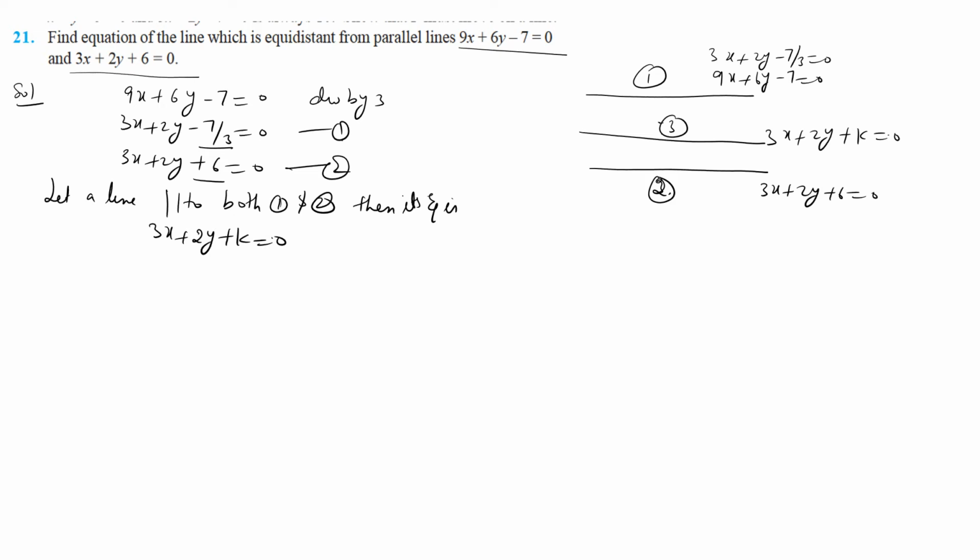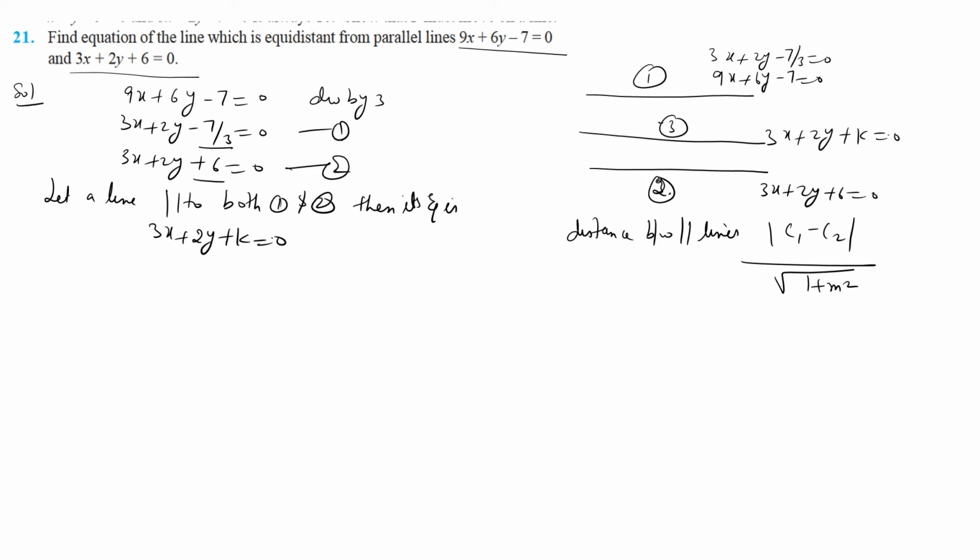So how will you know the distance between parallel lines? The formula of distance between parallel lines is |c1 minus c2| upon root of 1 plus m square. Here m is the slope, and you know the slope of parallel lines is the same. So let us recognize what c1 and c2 are.